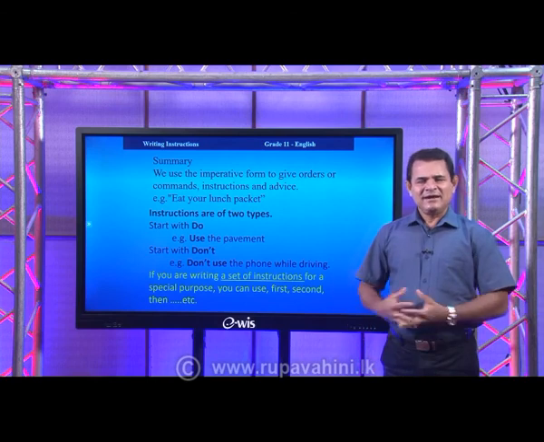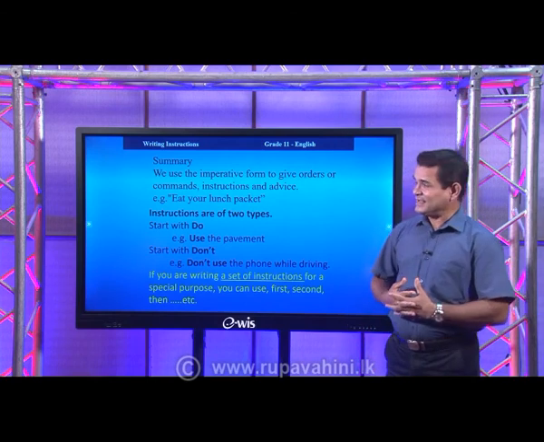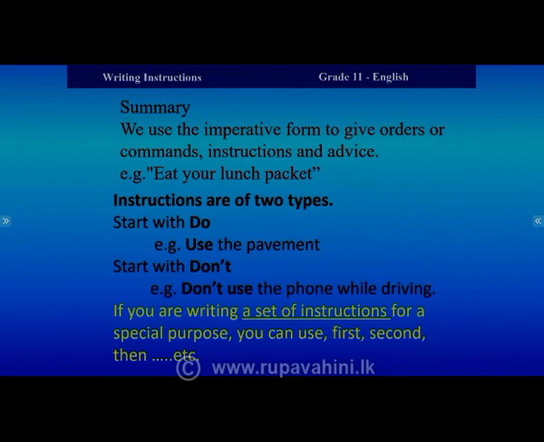And so now let's see what we discussed today in this lesson as the summary. First we use the imperative forms to give orders or commands in instructions and advice. That means you start with a verb, eat, put, like that. And also we learnt do's and don'ts. There are two types of instructions. Some you ask them to do, some instructions are there to not to do. So there, first one you use the verb at the beginning. The other one, don't use the phone while driving. So they are don'ts, do's and don'ts are there.